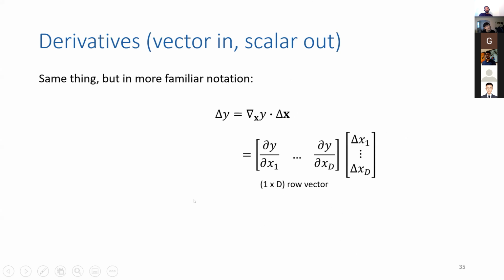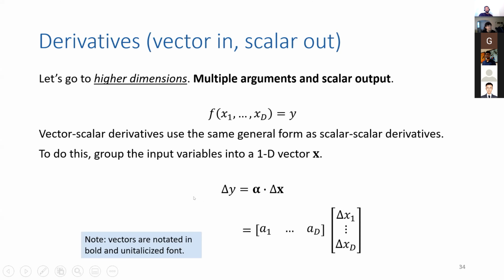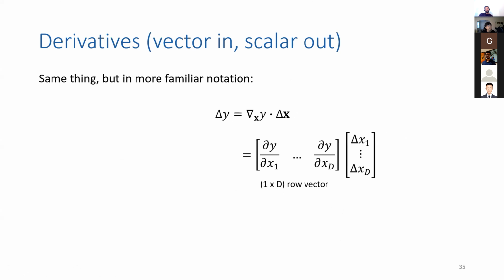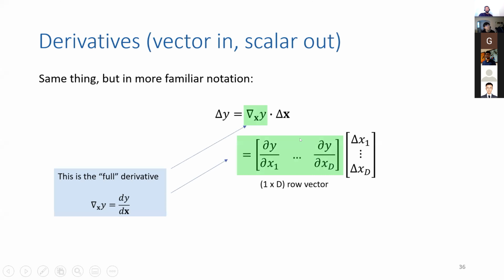So yeah, this is actually the same formula as the previous slide, but we've just converted it to a more familiar notation. And this upside down delta, by the way, is called nabla. It just means derivative in this context. So this would be the derivative of y with respect to this vector x, and you end up with this. To be clear, this would be the derivative, by the way, this vector over here. I guess to be specific, the full derivative.